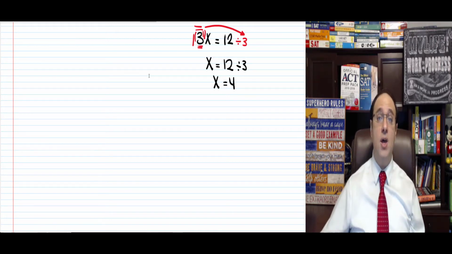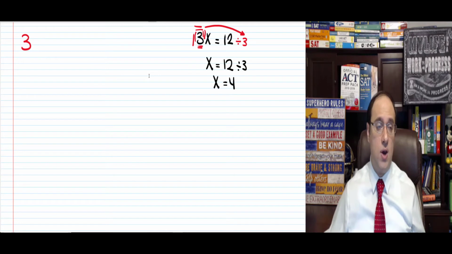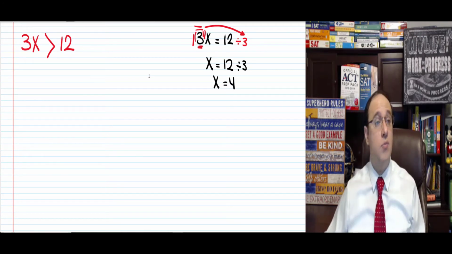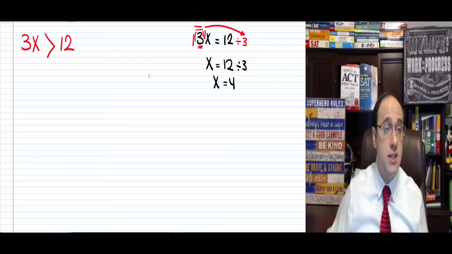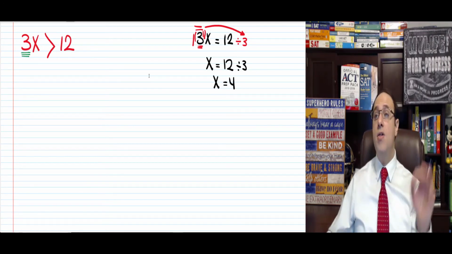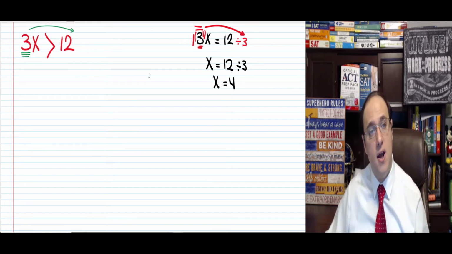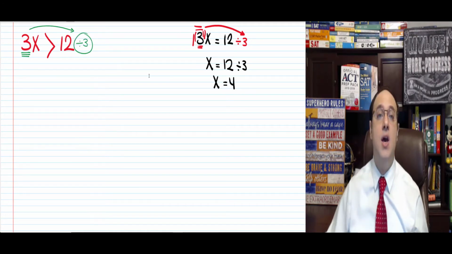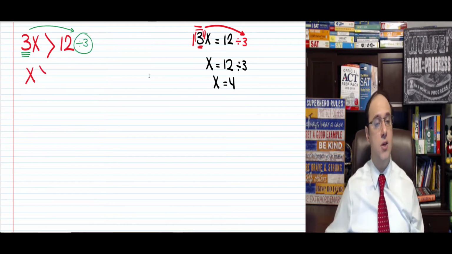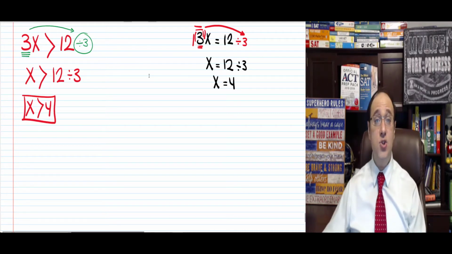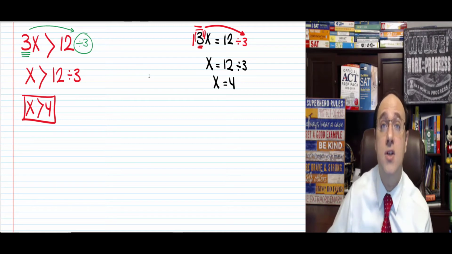Good. Now, let's take the same numbers that we have here, but this time, let's make it into an inequality. What if I have 3x is greater than 12? I do the same thing. I just want x on the left, so I need to get rid of the 3. Okay, 3x means 3 times x means x times 3, so it moves to the other side as divided by 3. Okay, this gives us x is greater than 12 divided by 3. x is greater than 4. Easy. Let's do one more now involving division.